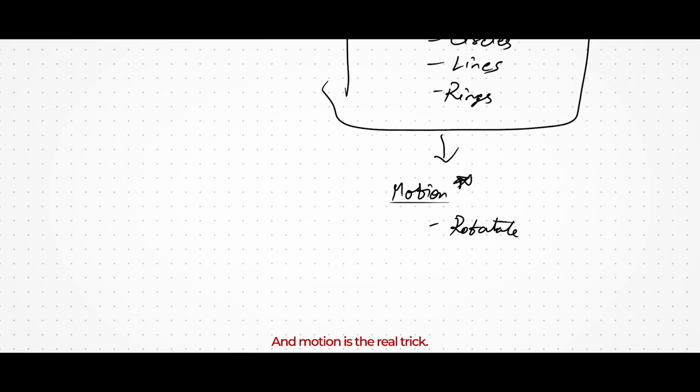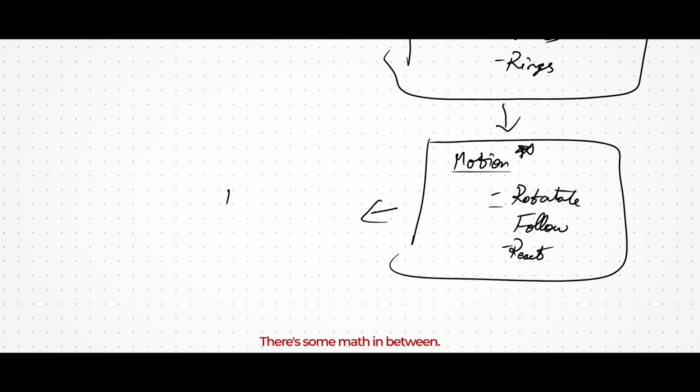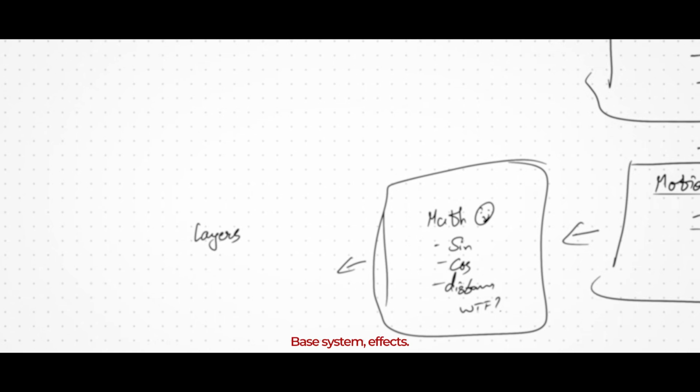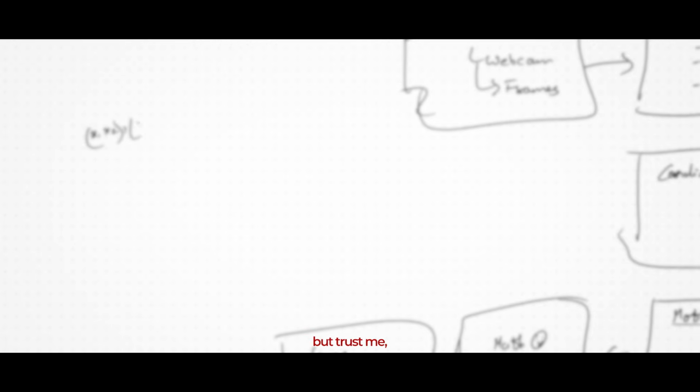And motion is the real trick. If it reacts instantly, your brain thinks it's intelligent. There's some math in between. Distance between fingers, sine, cosine, and then I layer it. Base system, FX, then controlled chaos. Okay, yeah, I know this part is boring, but trust me, this was needed.